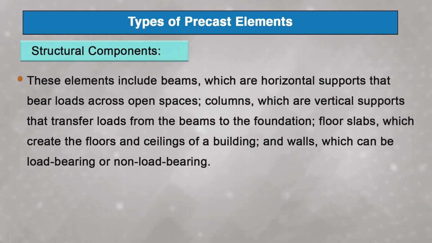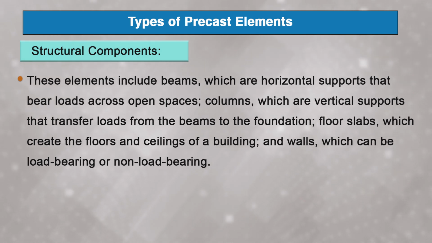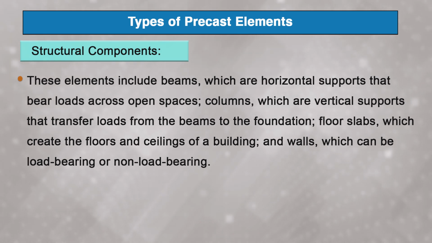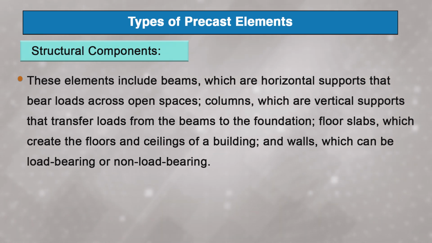These elements include beams, which are horizontal supports that bear loads across open spaces, columns, which are vertical supports that transfer loads from beams to the foundation, floor slabs, which create the floors and ceilings of a building, and walls, which can be load bearing or non-load bearing. These components are designed to work together to create a stable and robust structure. For example, beams and columns often form a grid-like framework that supports the building's floors and walls.